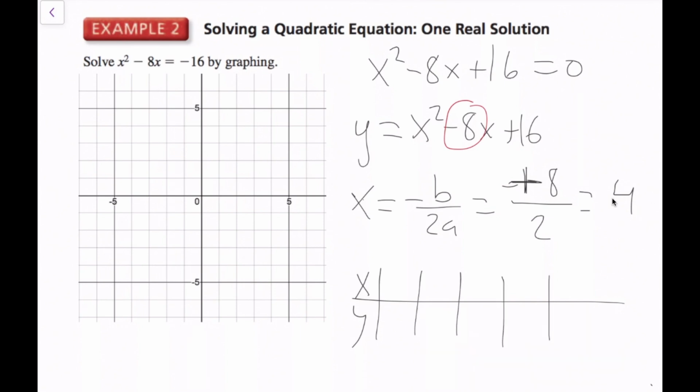So that's my x value for the vertex. So now I'm going to put this 4 value in the middle of my table. Once again, I like to use 5 points. So I have 4. And then to figure out my other points, I'm just going to do 5 and 6, and then 3 and 2.